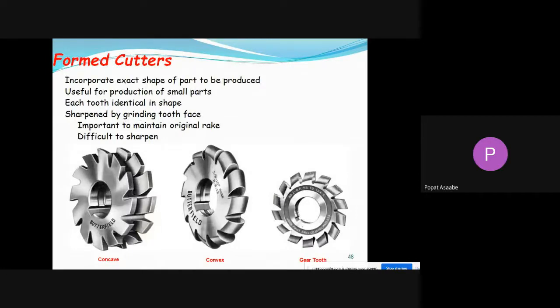See here, this is the form cutter, the formula cutter. This is the concave, this is the convex gear tooth. This type of cutter we can use in form milling to produce the concave or convex shape on the irregular shape of the workpiece.